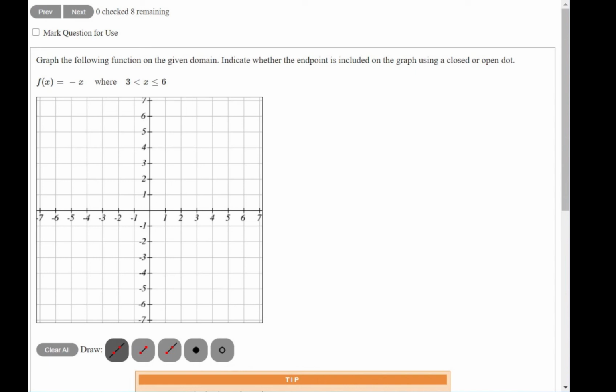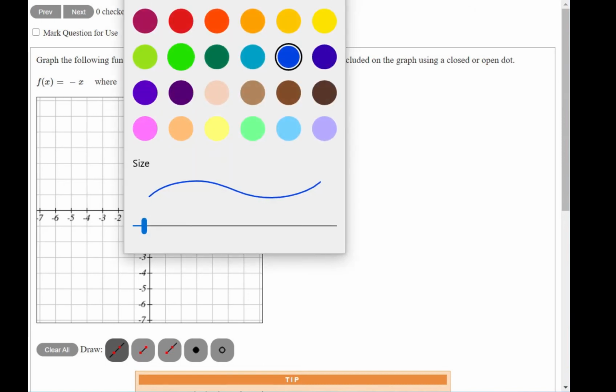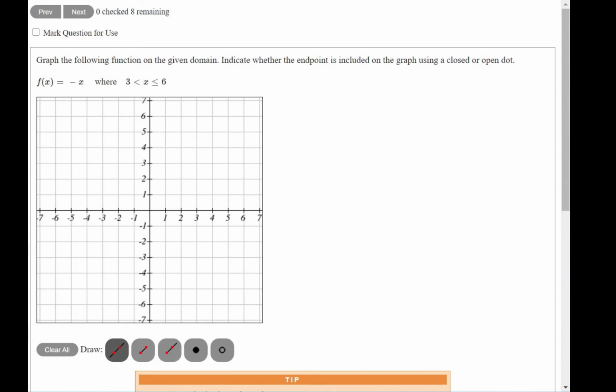Graph the following function on the given domain. Indicate whether the endpoint is included on the graph using a closed or open dot. So f of x equals negative x. That's a basic line equation, and let's get an idea of what that looks like.